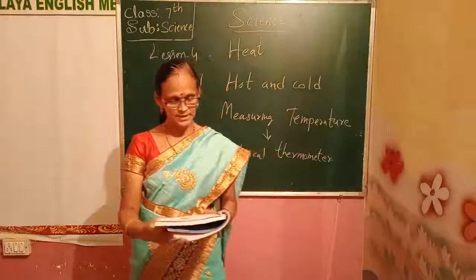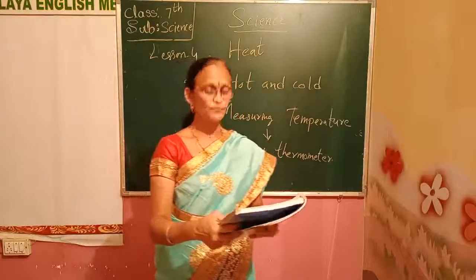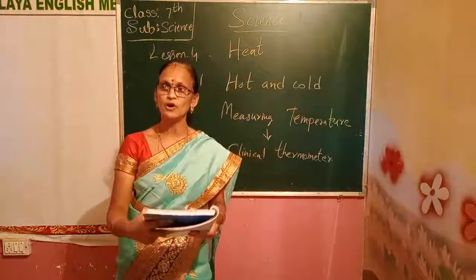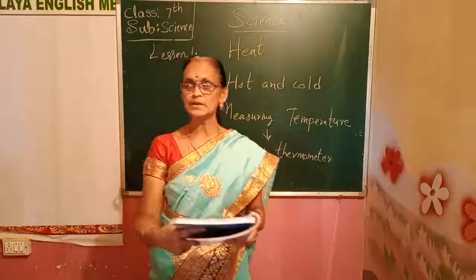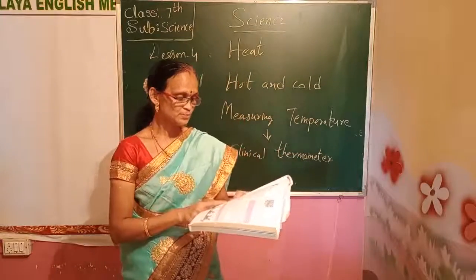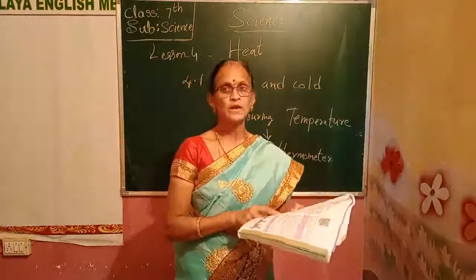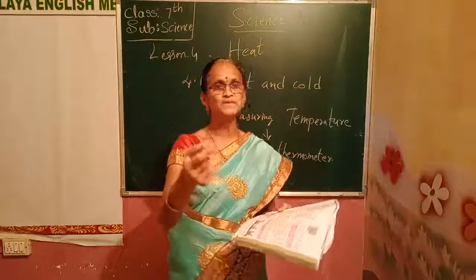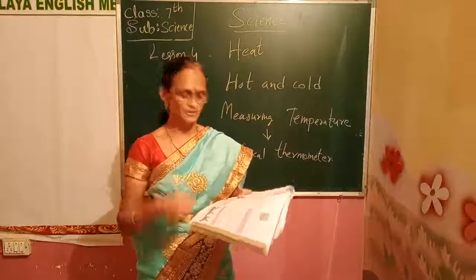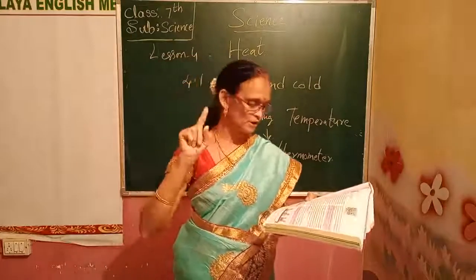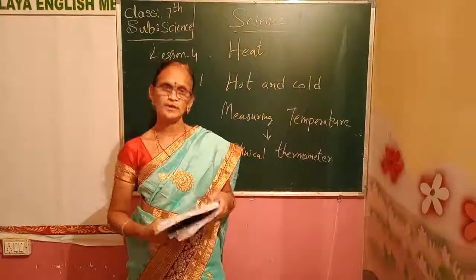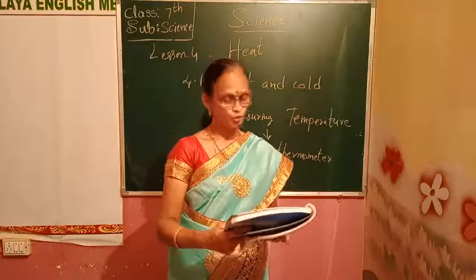Here he has given table 4.1. Ice cream, whether it is hot or cold, you have to see and write, tick in this table. Next one is the spoon in a tea cup. Tea cup means tea is hot, so when you put a spoon inside the tea cup, what happens? It is hot. So you tick in the hot column. Pure fruit juice, how is it? Hot or cold? It is cold. So you put a tick in the cold column.